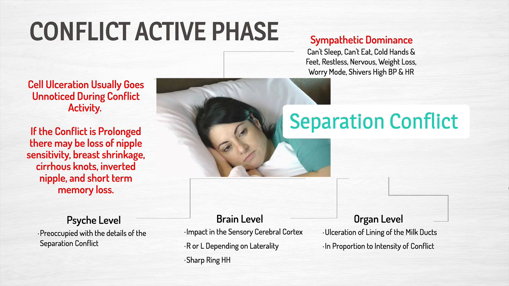So if the conflict's been going on for a long time, and there's a lot of erosion in the duct itself, it can actually kind of suck the nipple in, causing an inverted nipple. We'll talk about a few of those things when we get to the complications. But the thing to remember is that the psyche's being affected, there's an impact in the cerebral cortex, which could be found on CT as a sharp ring configuration, and then the ulceration of the milk duct lining in proportion, again, to the intensity of the conflict.